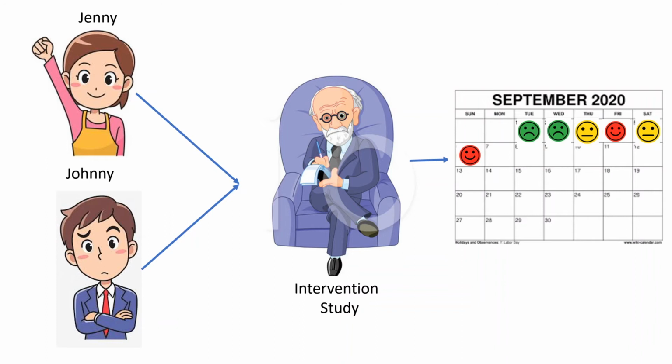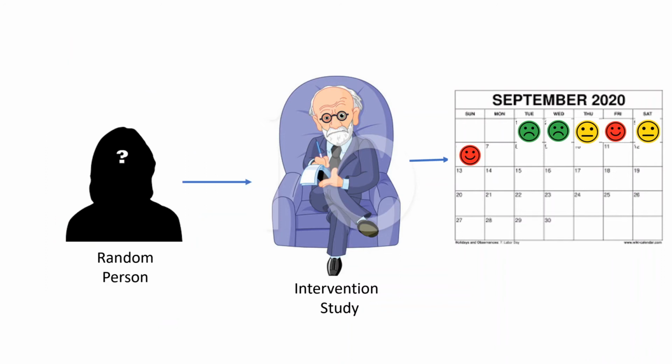Now, the purpose of this study isn't to tell us about how the intervention specifically affects Jenny and Johnny. What we really want to know is how the intervention would affect a random person. Johnny and Jenny are randomly sampled from a population, and this is why we call this a random effect. There is variability that's specific to Jenny and Johnny that we have to account for because their daily mood readings are going to be more similar from day to day than to each other.